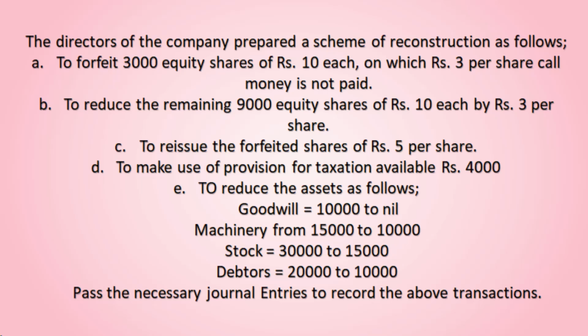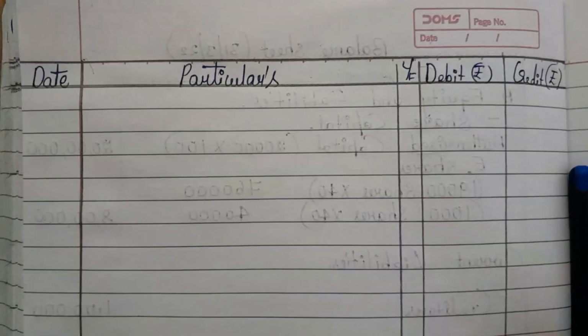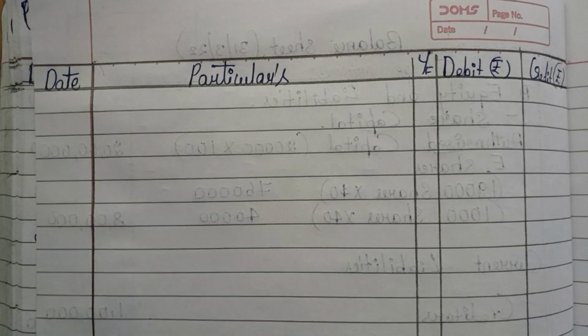Next, to reissue the forfeited shares at rupees 5 per share. So whatever shares were forfeited and cancelled, they are reissuing at rupees 5. And to make use of the provision for taxation available, so that also is sacrificed. So 4000 is also sacrificed. Next, to reduce the assets, they have given how it should be reduced, and we need to pass the journal entry.